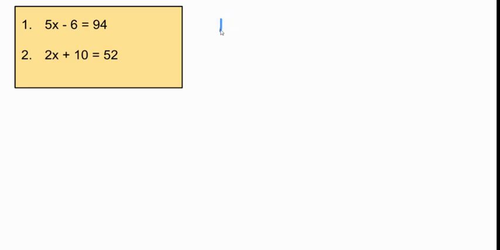So let's do problem one. I will rewrite it. We have 5 times x minus 6 is equal to 94. Now what I mean by doing it in the opposite order is we're trying to find out what x is, so we have to undo the operations that have been applied around x. So the last thing that was done was 6 was subtracted from 5x. So we want to undo that first.